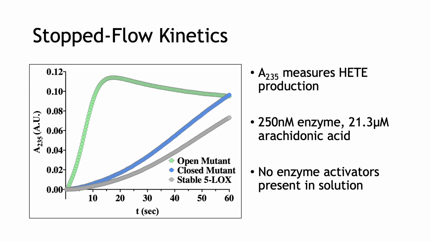First, the pre-steady state lag phase, which is like the wind up before the constant or steady state activity occurs, was altered. The open mutant had virtually no lag phase, while the closed mutant closely mimicked the lag phase of stable 5-LOX. Second, concerning the linear steady-state activity, the open mutant exhibited a sharper slope, which coincides with a larger initial velocity of HETE production. Our interpretation is that the data supports increased access to the catalytic site for the open mutant, which is consistent with our open 5-LOX model.